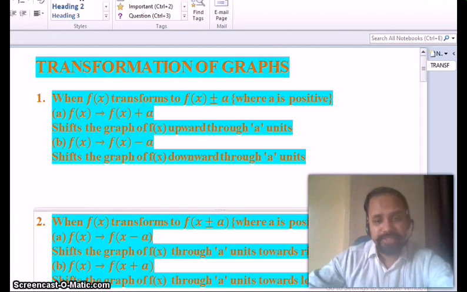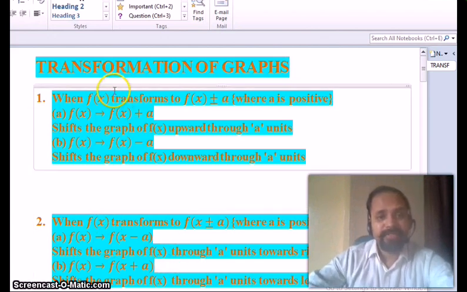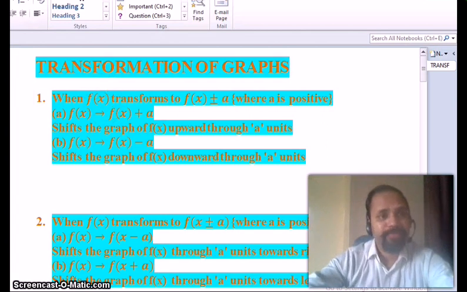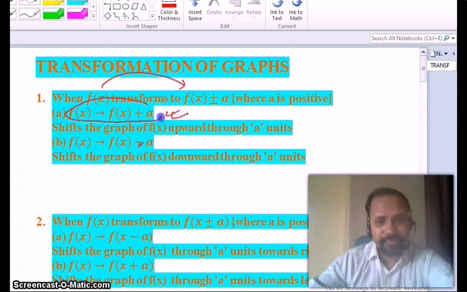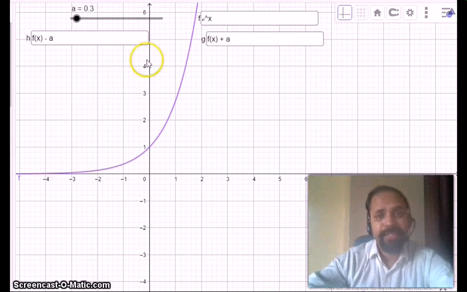Okay. So first, let us come with the first transformation. The first transformation is when the graph of f(x) changes from f(x) to f(x) plus a. What will happen? First let me draw the graph, then I'll tell you what will happen. If we have a graph of an exponential function, and if we add a constant a in this function, then what will happen? So let's see.